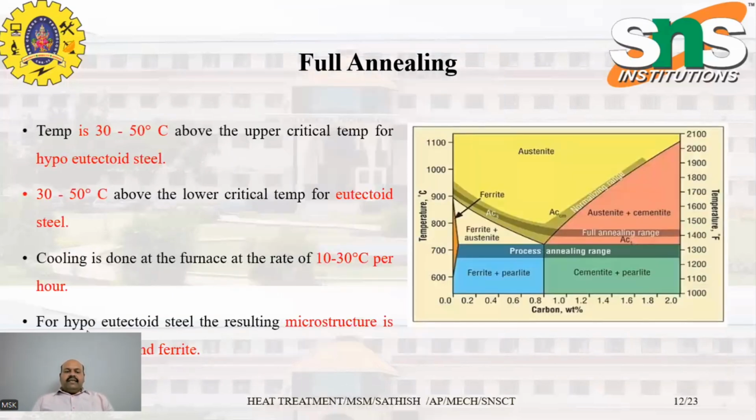The annealing temperature is 30 to 50 degrees centigrade above the upper critical temperature for hypoeutectoid steel, and 30 to 50 degrees above the lower critical temperature for eutectoid steel. Cooling is done in the furnace at the rate of 10 to 30 degrees centigrade per hour. For hypoeutectoid steel, the resulting microstructure is coarse pearlite and ferrite.